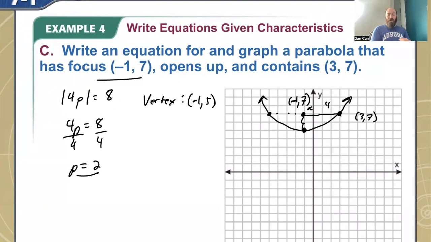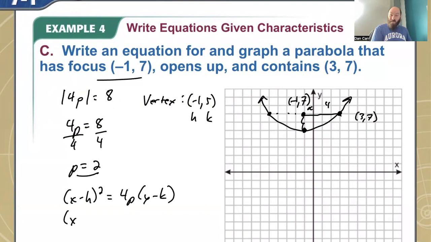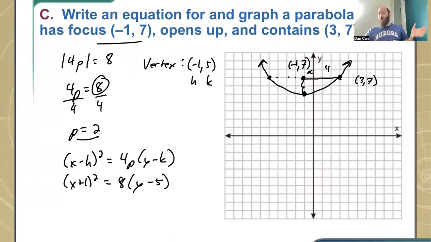But for my equation, since it opens up, I'm going to start with this setup: (x minus h) squared is equal to 4p times (y minus k). So here's h and k. So (x minus a negative 1), so it'll be (x plus 1) squared, is equal to 4p, which in this case is 8. So it'll be 8 times (y minus 5). Okay, and that's it for our equation.